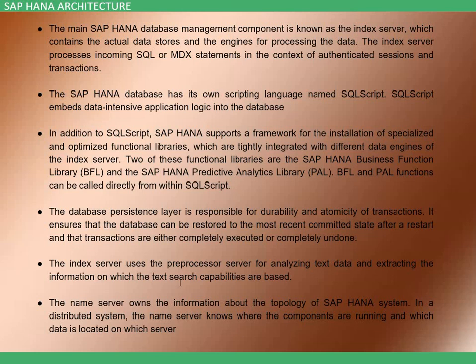The database persistence layer is responsible for durability and atomicity of transactions. It ensures that the database can be restored to the most recent committed state after a restart, and that transactions are either completely executed or completely undone. The index server uses the preprocessor server for analyzing text data and extracting the information on which the text search capabilities are based. The name server owns the information about the topology of the SAP HANA system in a distributed system.